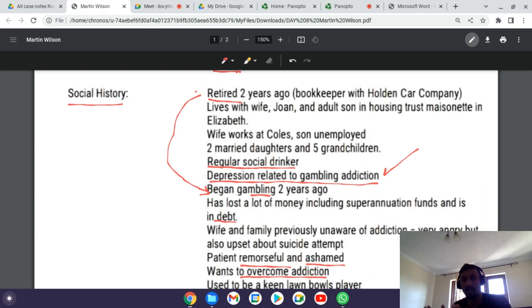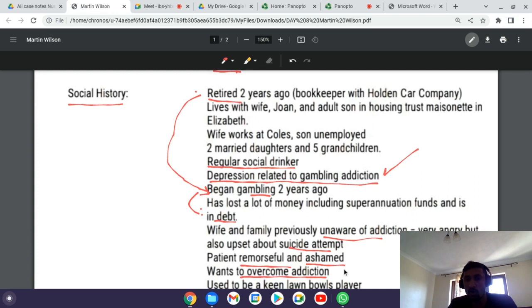Okay, so then you can see that the gambling began 2 years ago, then debt. That's why a suicide attempt was made. And now he is ashamed of his condition, so he wants to overcome the gambling addiction.